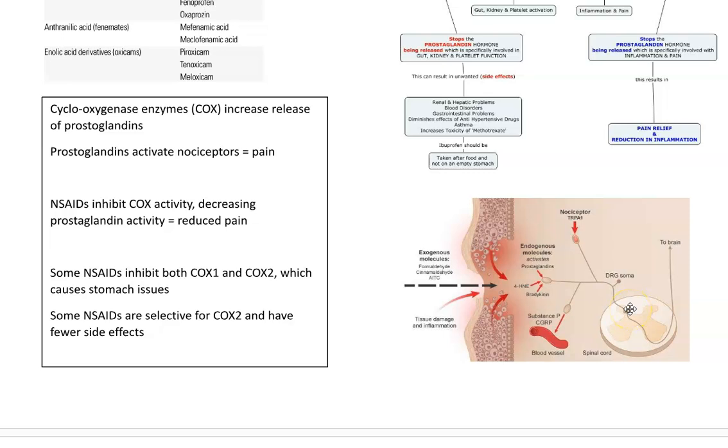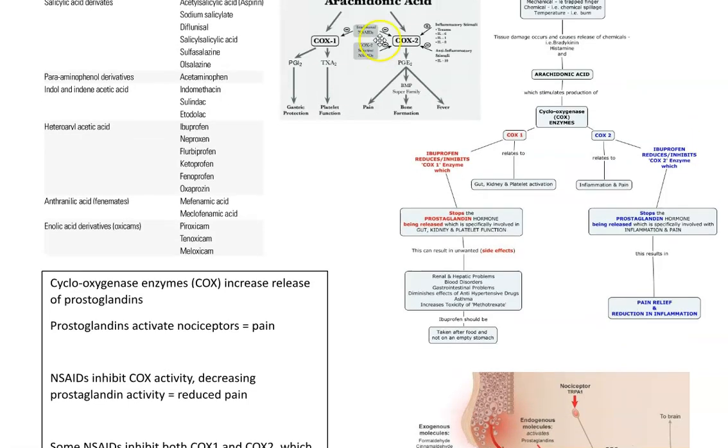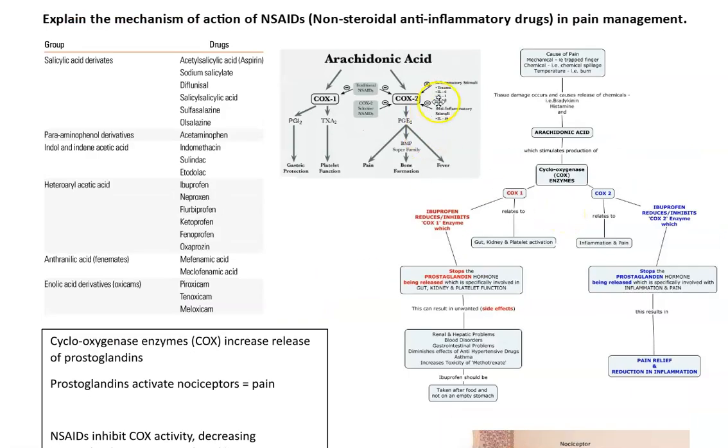And so the way things work, I have it in image form so you can highlight it, and then I also have it in word form over here. So what happens is that you have whatever cause of pain it is, whether it's mechanical, chemical, or temperature, and that's starting to cause tissue damage. And then that's going to increase this arachidonic acid, which is then going to stimulate the production of cyclooxygenase.